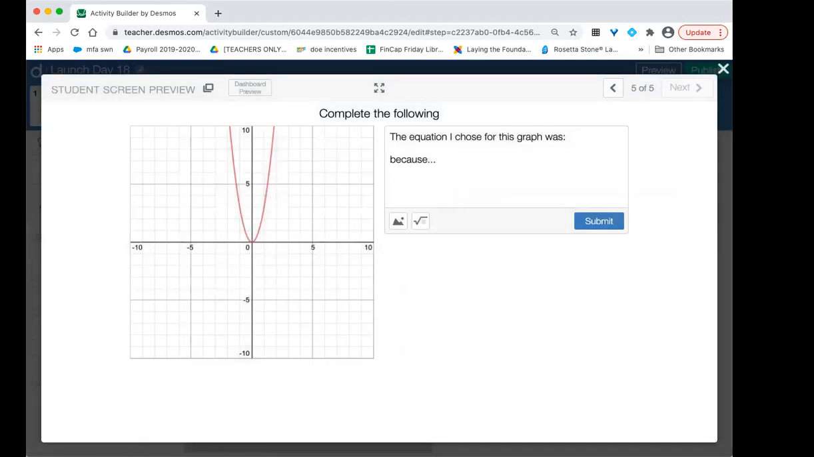It's really just providing students with text to begin their sentence with, right? So the equation I chose for this graph, they would write y equals x to the third here, and then they would write why they chose it after the "because." And of course, you can change the wording for this, whatever you think makes the most sense for your students.